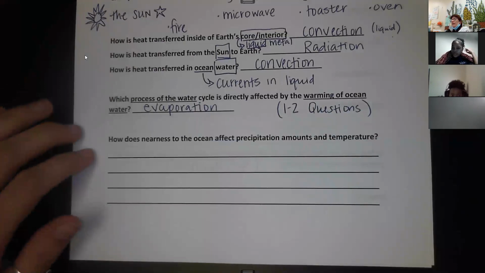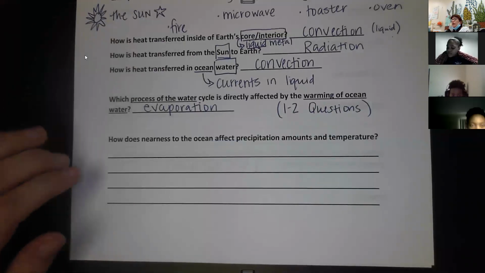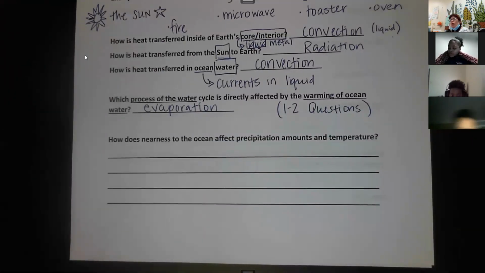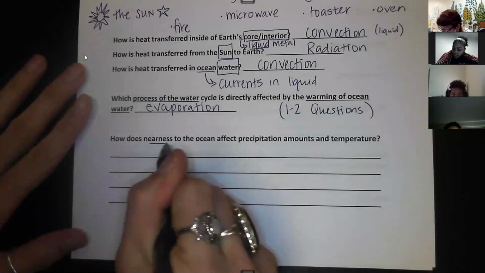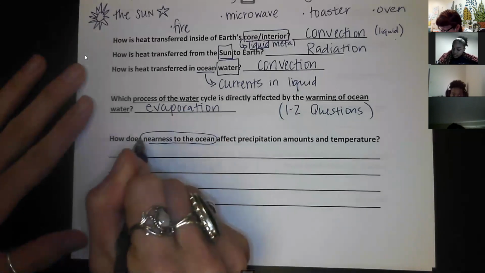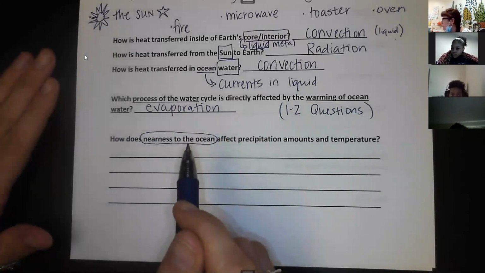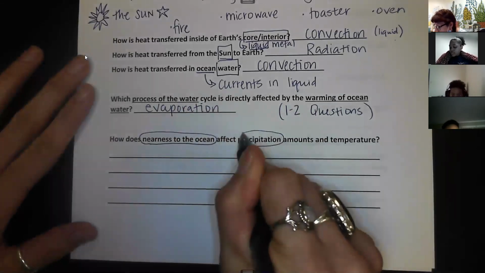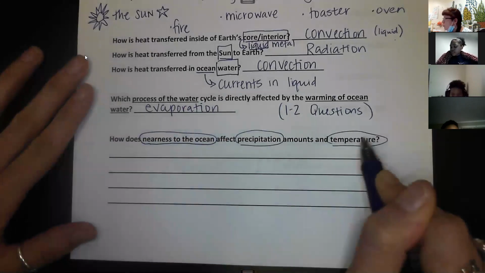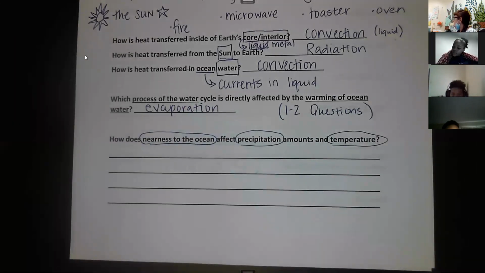So this question may seem a little weird, but I'm going to explain to you. How does nearness to the ocean, so being close to the ocean, right, affect precipitation amounts and temperature? So how does being close to the ocean, think about this in terms of Florida, right? We're right on the water, affect precipitation amounts and temperature? What do you think, Carlos?